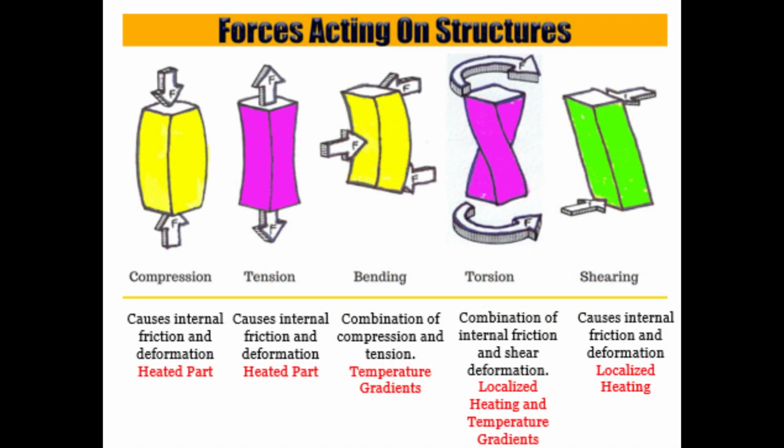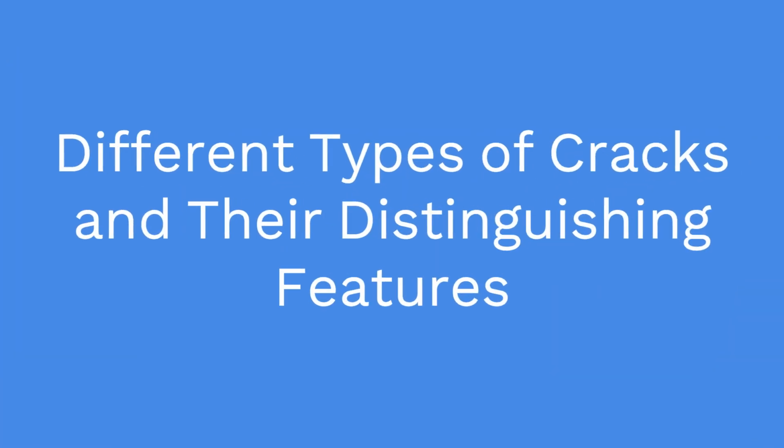Each of these stresses plays a crucial role in understanding how materials behave, whether they're under pressure, being stretched, bent, twisted, or sheared. Recognizing these stress types helps engineers design stronger, more resilient structures to handle the demands of the real world.